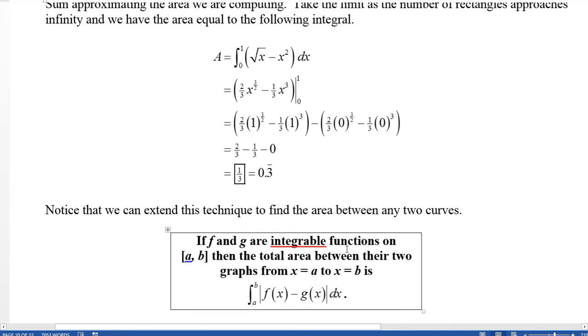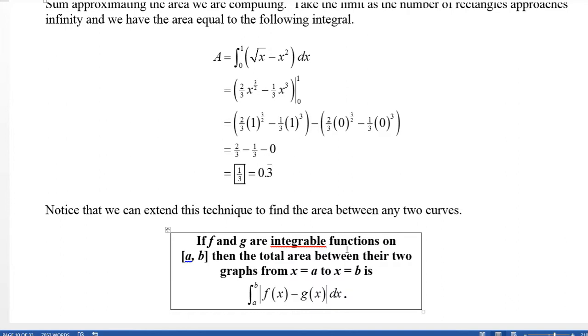So we can extend this idea to find the area between any two curves. If f and g are integrable functions, functions which have integrals, on the closed interval from a to b, the total area between the two graphs from x equals a to x equals b is the integral from a to b of the absolute value of their difference, f of x minus g of x, absolute value.